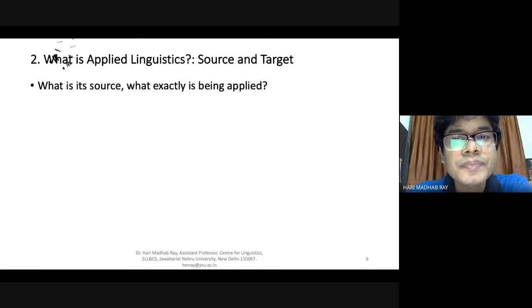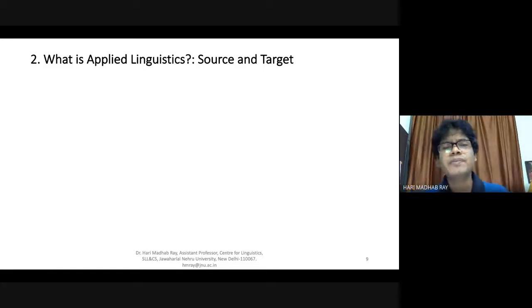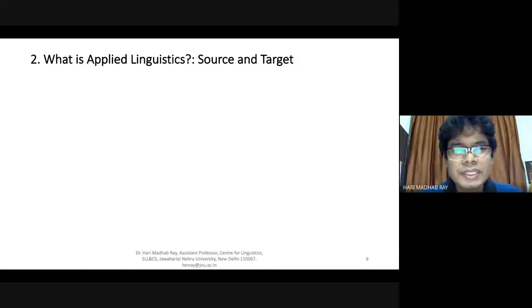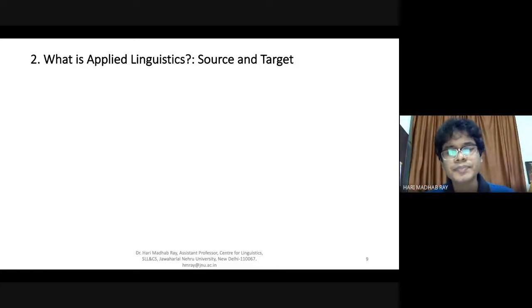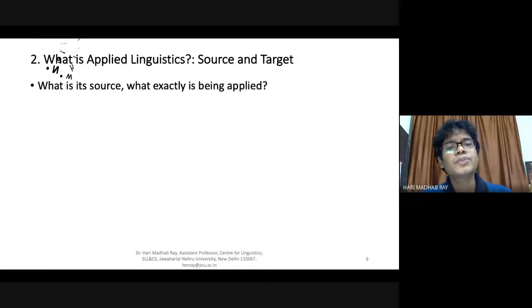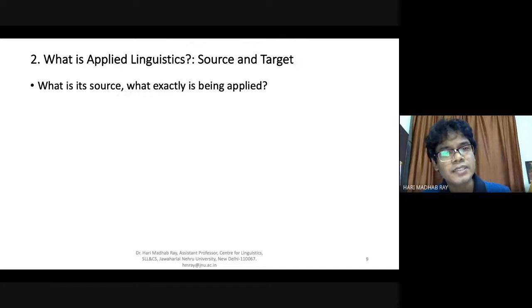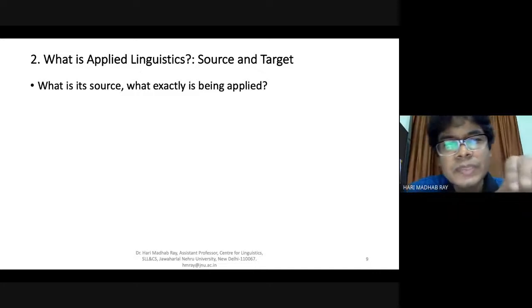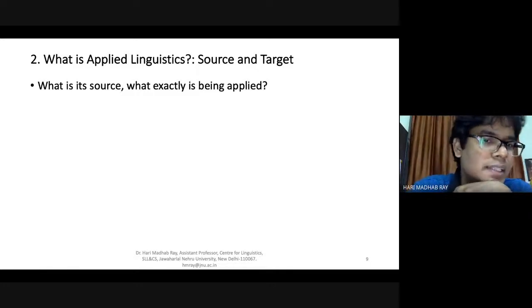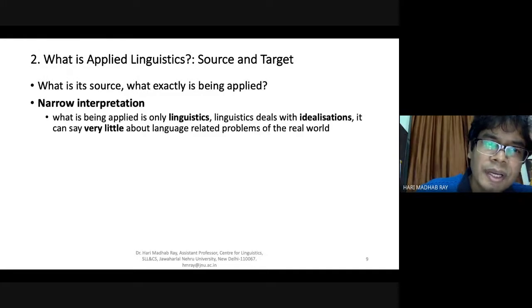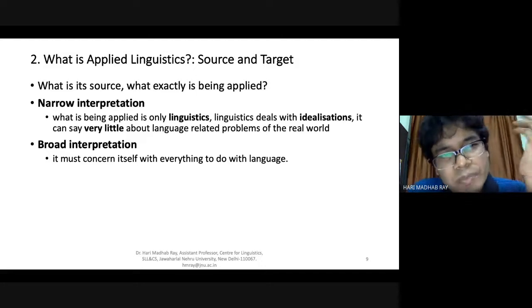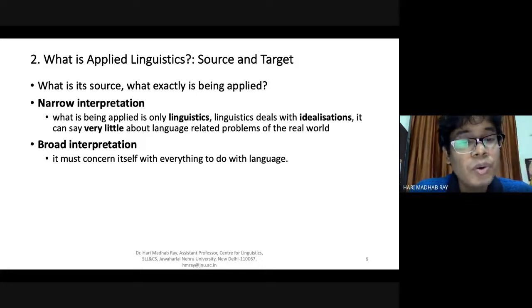Okay, so that's the extreme position. Briefly, we looked at the definition of applied linguistics, and what we have understood so far is what its source is and what exactly has been applied. The source is basically linguistics, the language-related thing. And I told you about the narrow interpretation: in the narrow interpretation of applied linguistics, what is being applied is only linguistics.